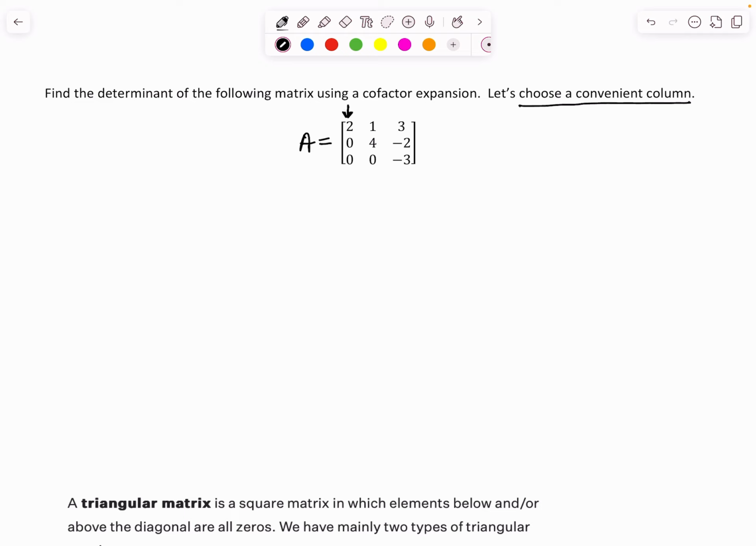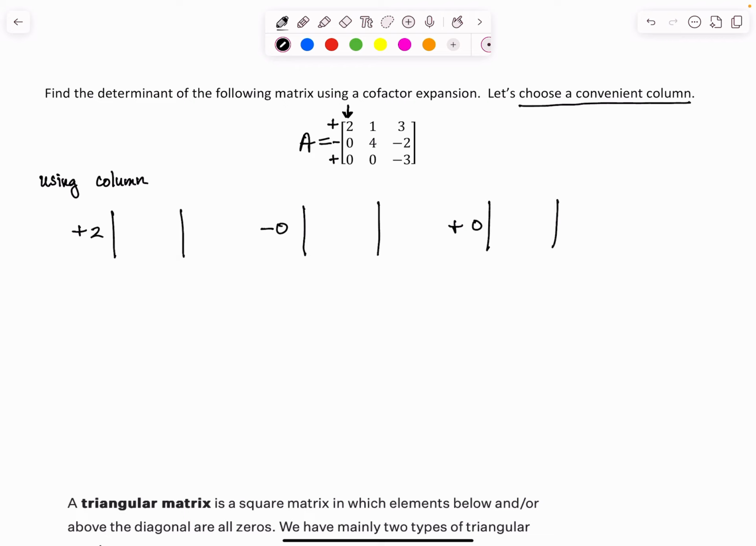And when I look at this, using column 1, not row 1, remember, it doesn't matter which row or column I pick. And I notice the sign pattern, it's going to be plus, minus, plus. So I'm going to have plus 2, minus 0, plus 0. And then I have the determinants of my submatrices. So this is going to be 4, minus 2, 0, minus 3. This will be 0, 0, minus 2, minus 3, and 0, 4, 0, 0.